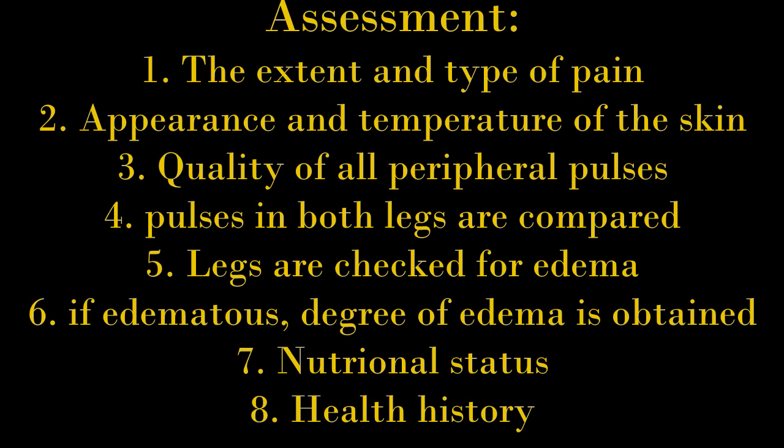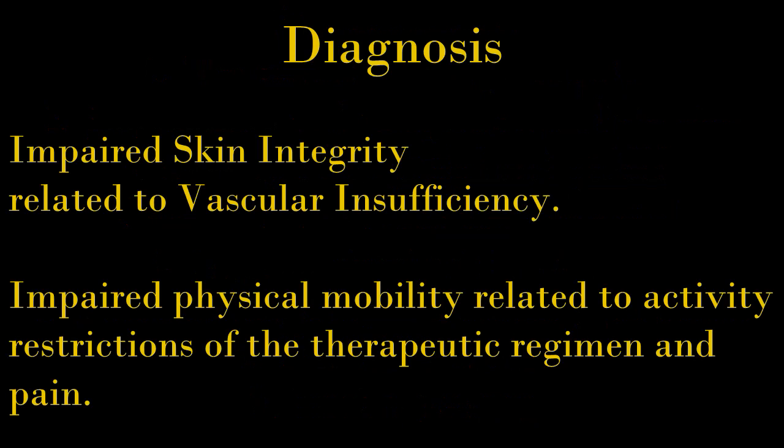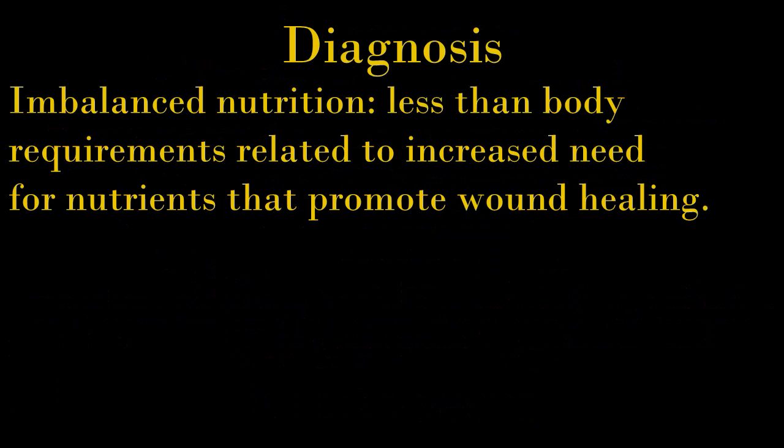The patient's nutritional status is assessed, and the history of diabetes, collagen disease, or varicose veins is obtained. The diagnosis: impaired skin integrity related to vascular insufficiency. Impaired physical mobility related to activity restrictions of the therapeutic regimen and pain. And last, imbalanced nutrition, less than body requirements, related to increased need for nutrients that promote wound healing.